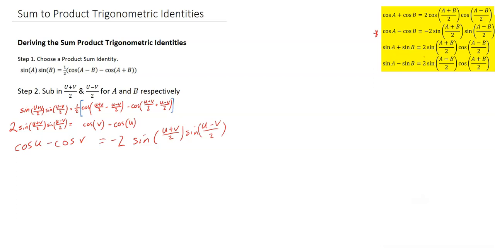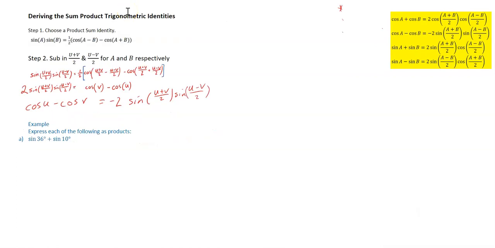Okay, you can derive the other 3, this one, and this one, in exactly the same way, just by subbing in u plus v over 2 and u minus v over 2 into the other 3 product sum identities. Now, of course, the question now is, now that we know that it works and now we know where it comes from, what are we going to do with it? The thing we can do is express a sum of trig functions as a product of trig functions.